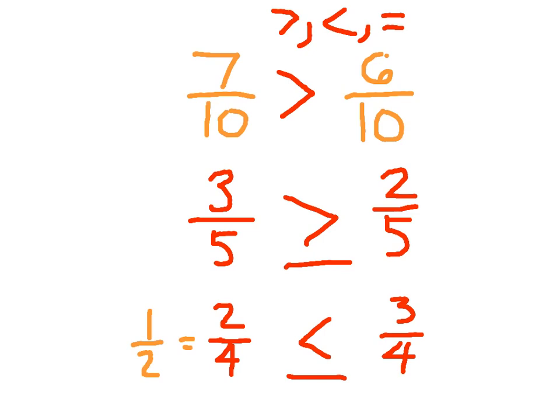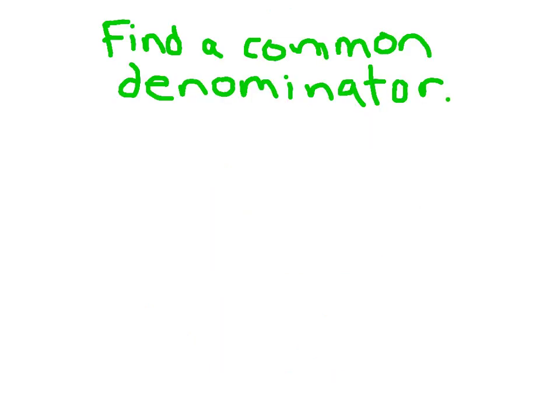The thing to remember is that we want to have those denominators the same, so we can just compare the numerators. So what do we do when those denominators are not the same? This is what we do. We find a common denominator.